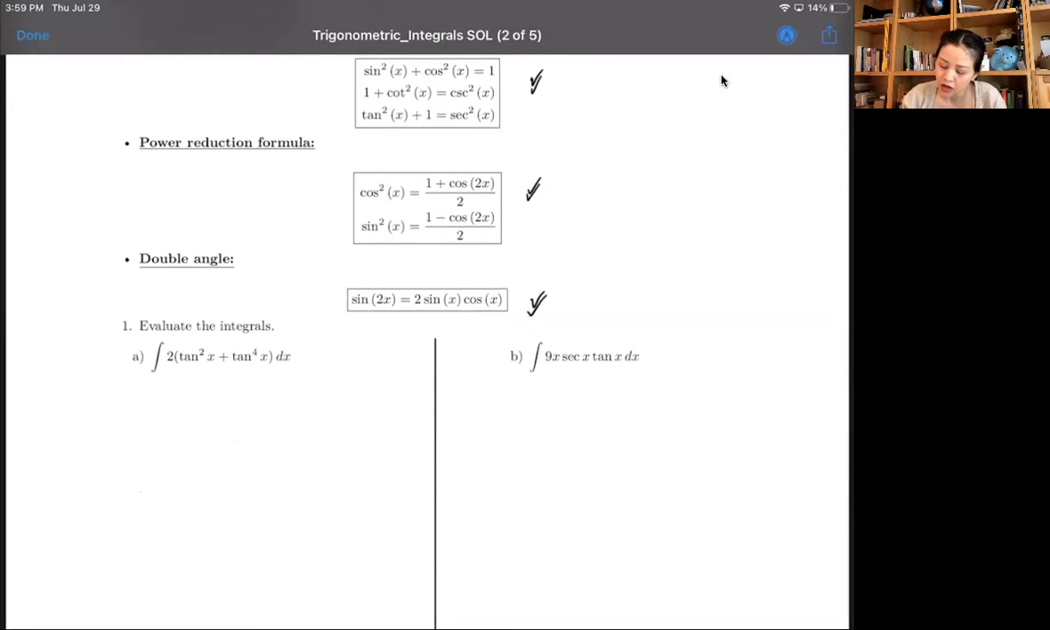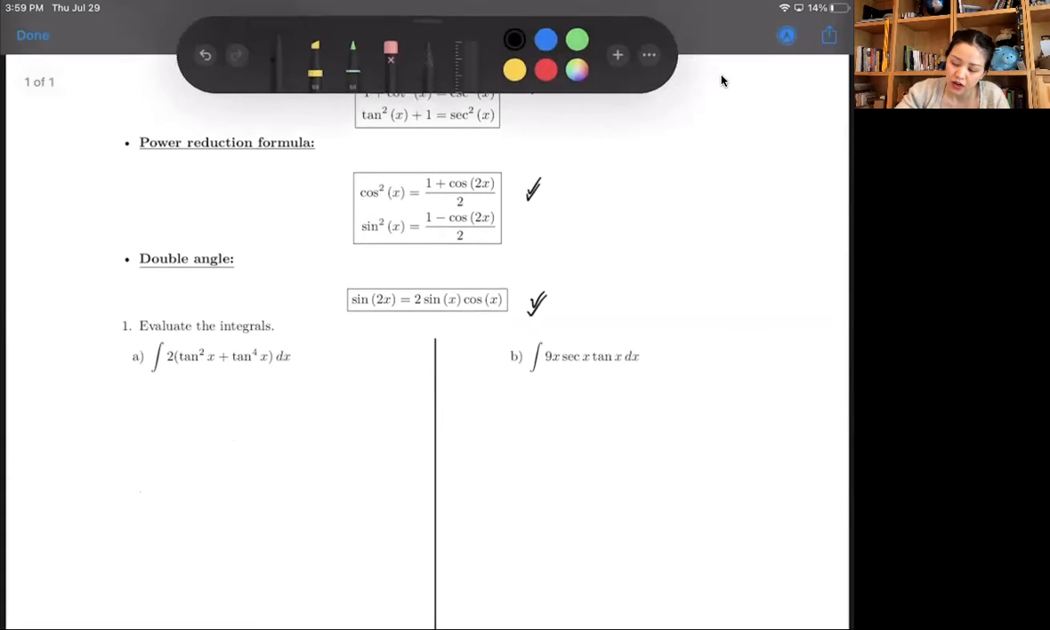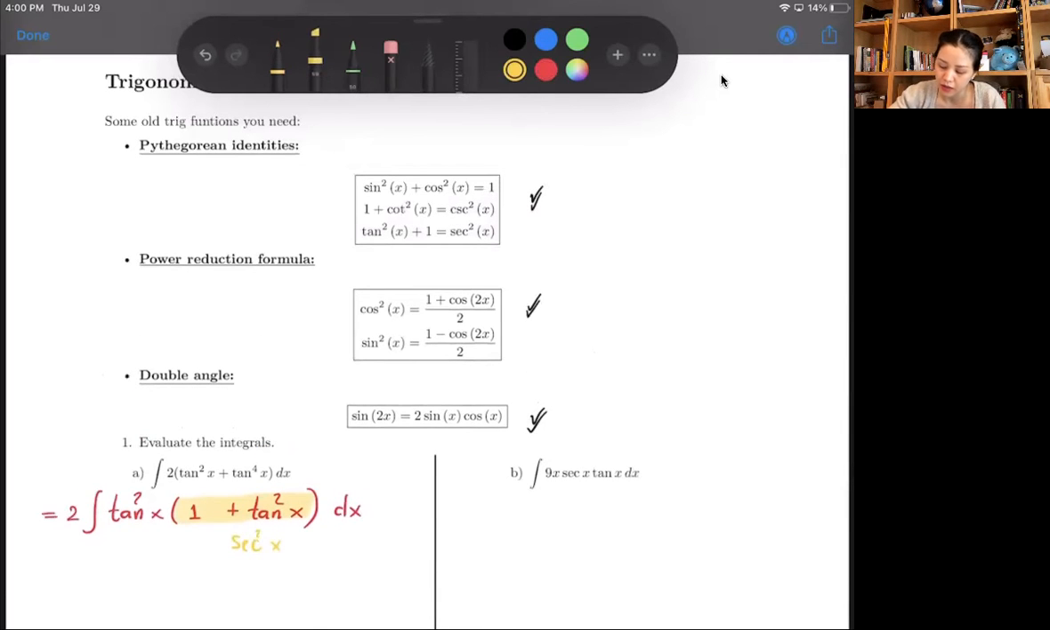I have the integral of 2 times the quantity tangent squared x plus tangent to the 4th x, dx. Here I see a common factor, tangent squared x, so I'm going to factor it out. What's left is 1 plus tangent squared x, dx. Notice that this right here is secant squared x, one of the trig identities. Let me highlight it for you.